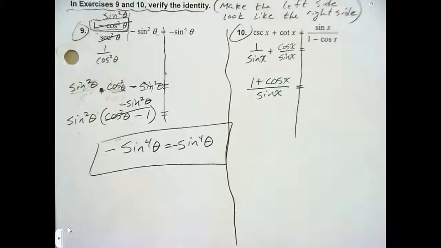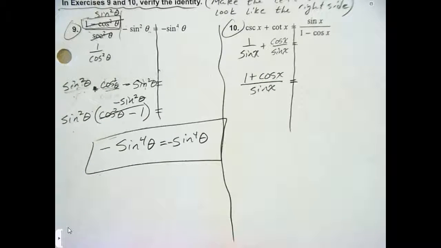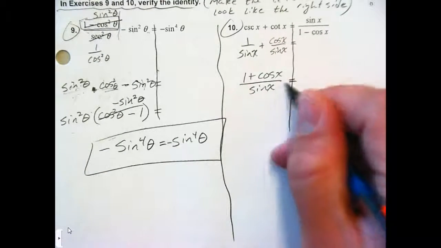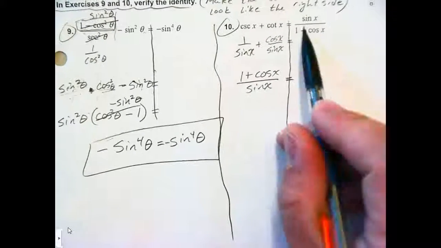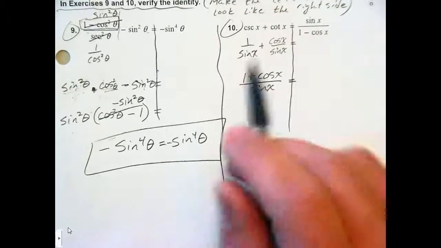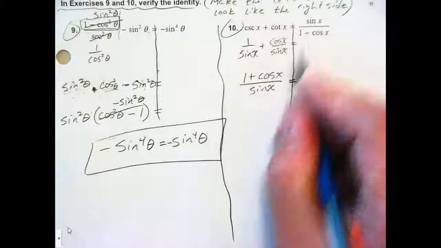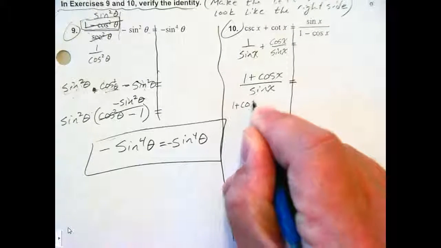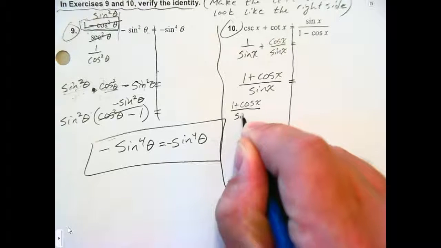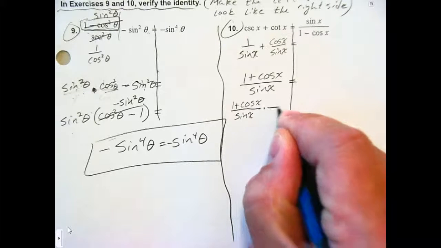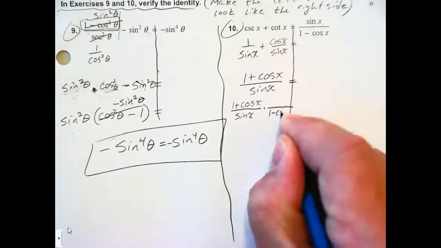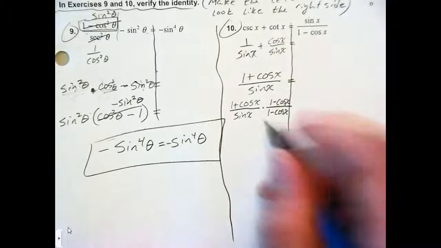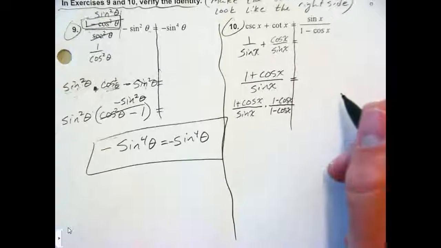Almost 10th grade. Okay, so close. All right. Hey, really at this point you kind of look like you're at a dead end, but over here they have 1 minus cos x on the bottom. So I'm going to multiply by 1 minus cos x. So if I have 1 plus cos x over sine x, and I multiply it by 1 minus cos x over 1 minus cos x, that at least will give me the 1 minus cos x on the bottom.